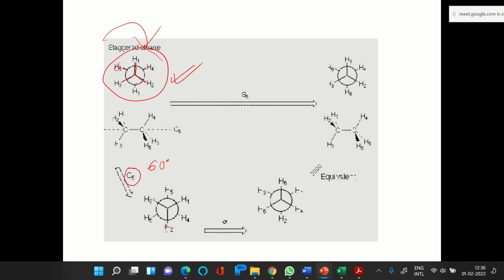So if we rotate clockwise, who will go where? How will you show the positions? So how to understand this point? You must realize that the angle between H1 H2 or H2 H3 is that of 120 degrees. So when I am doing a 60 degree rotation, H1 will move and come somewhere here, somewhere here.